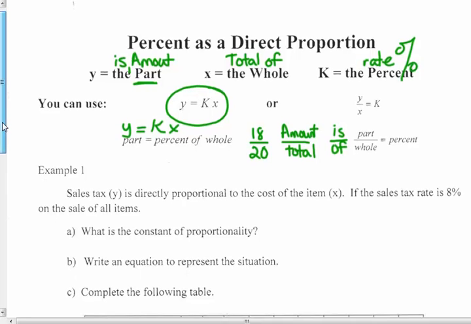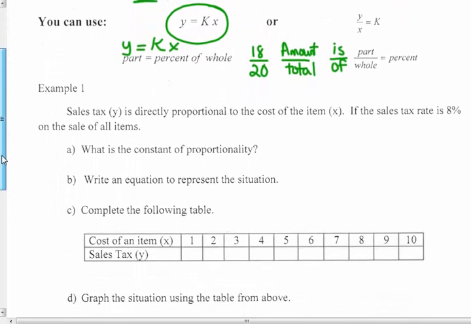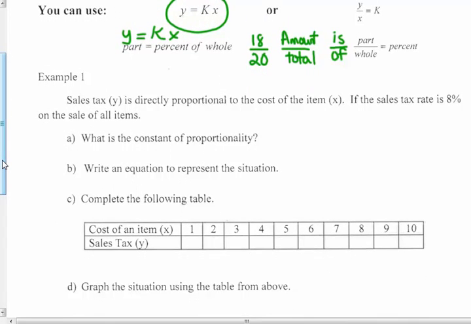So, using our y equals kx today. Sales tax, y, because it's only part of what you pay. You buy something. You pay $19 for a shirt. Well, you pay all of that $19 plus some sales tax more. The rate of the tax, 8% here, that's your K. The total that you're buying, the $19 shirt, that's the X.